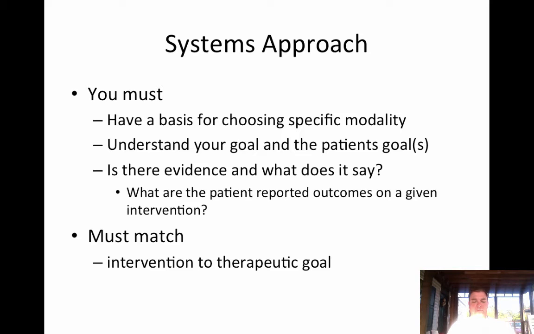Are you trying to train them to be an Olympic skier when all they want to do is be a recreational skier, go to the mountain every couple days? All right. Is there evidence, and what does it say? What are the patient-reported outcomes on a given intervention? Is there evidence out there on the intervention you want to do, and is it bad? Is it good? You'll see for a lot of the modalities, there's not a lot of research evidence out there. Yeah, I'll leave it at that. We'll hit that a lot more, right?